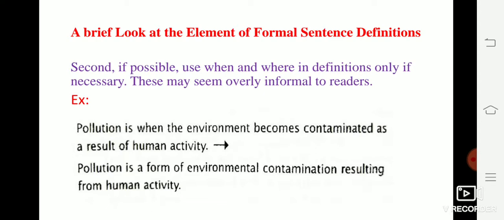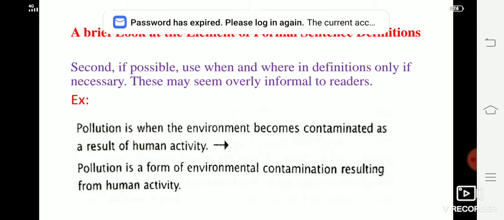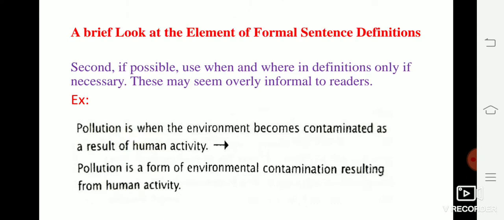Pollution is when the environment becomes contaminated as a result of human activity. So you see they use "when" here, so it sounds quite informal. What they want you to use is like this: pollution is a form of environmental contamination resulting from human activity. So they delete the word "when" and change some words to make it more formal. Can you compare?